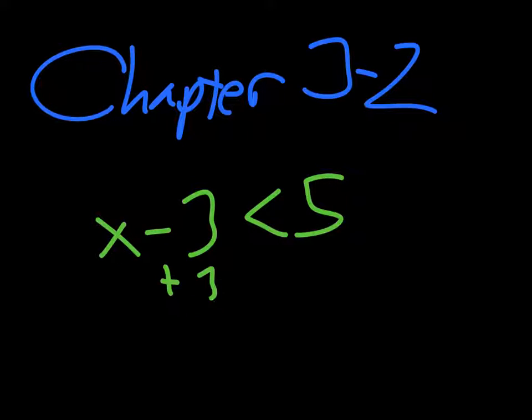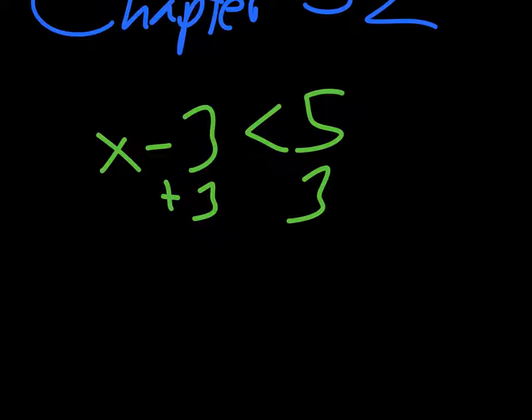So, let's see. Example 1. If I have x minus 3 is less than 5, you simply add 3 to both sides like normal, and x is less than 8.